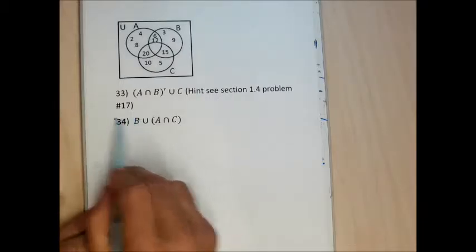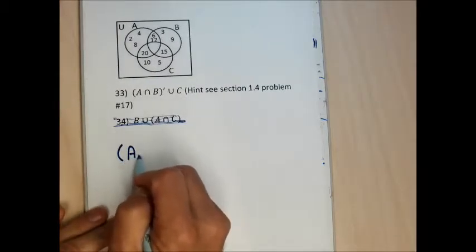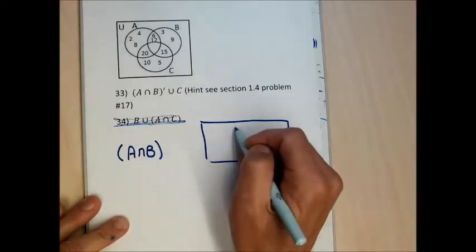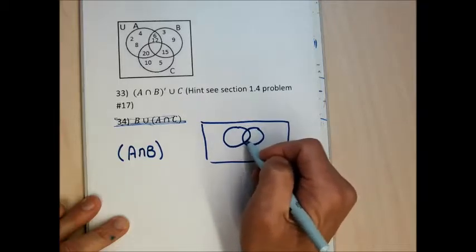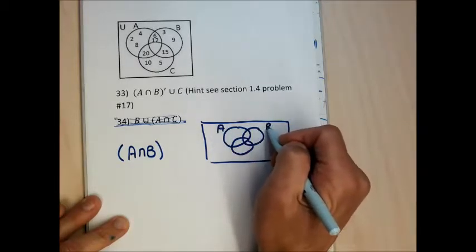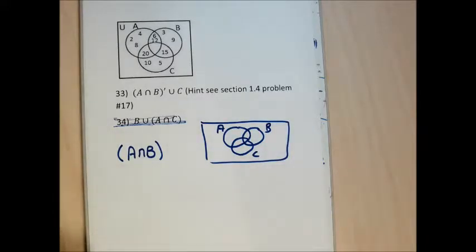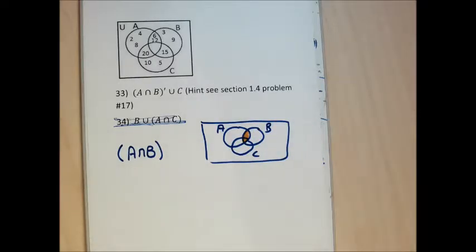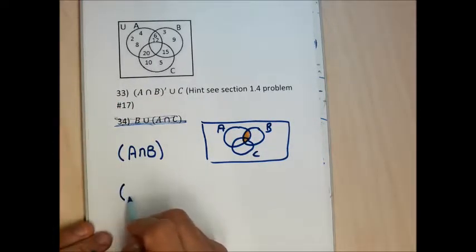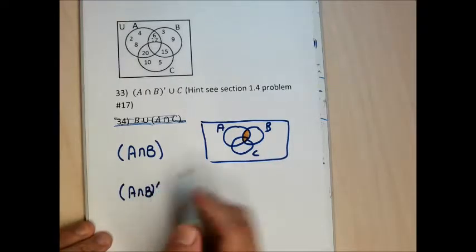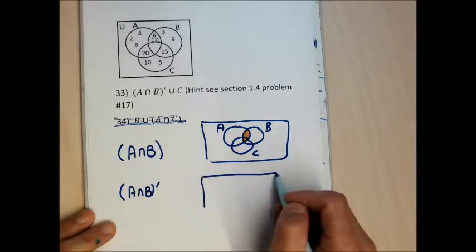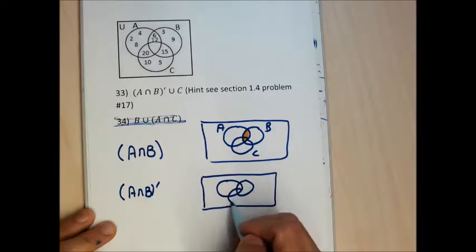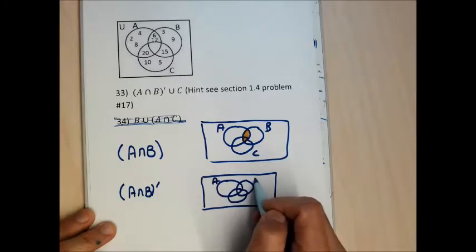Let me do 33. First I'm going to do A intersection B, the inside of the parentheses. And again, I can figure out A intersection B quickly because it's just where the A and the B circles overlap. So A intersection B is that. Unfortunately, I need A intersection B complement. To do A intersection B complement, I take the complement of that picture, and of course the complement of any diagram is going to have everything that was white become shaded and everything that was shaded become white.